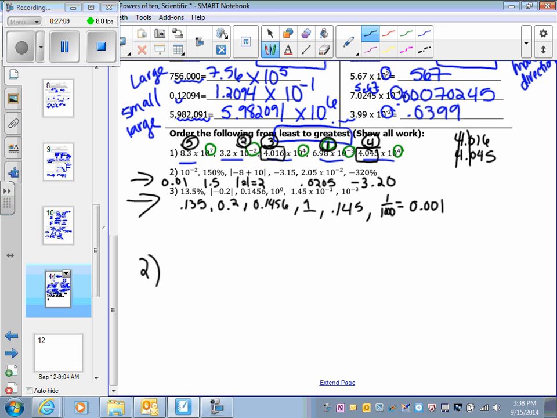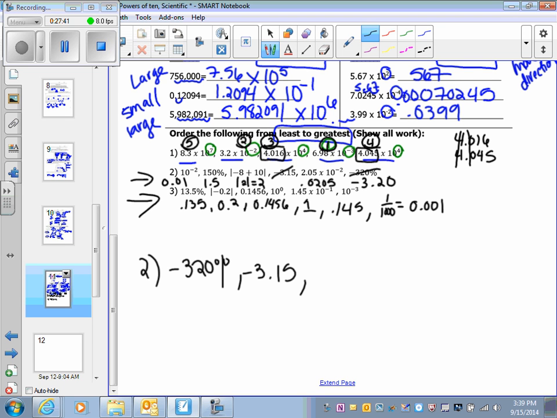Okay, so let's start with my negative values. I have negative 3.20, which came from negative 320%, and I have negative 3.15. So the larger numbers on the negative side are actually smaller. So I'm going to start with negative 320%. That's going to be first. Then it's going to be negative 3.15. Okay, now I'm going into my positive values. So I took care of that one, and I took care of this one.